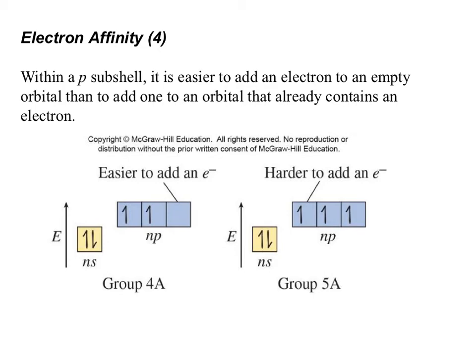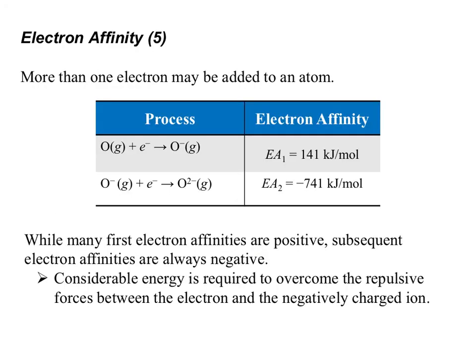So for example, with carbon and its 4 electrons, it is much easier to add an electron into the third empty p orbital, whilst with nitrogen, it's very difficult to add an electron when all the orbitals already have an electron, and therefore we see a decrease in electron affinity. More than one electron may be added to an atom. So for example, oxygen can accept one electron to become an O- anion, with an electron affinity of 141 kilojoules per mole.